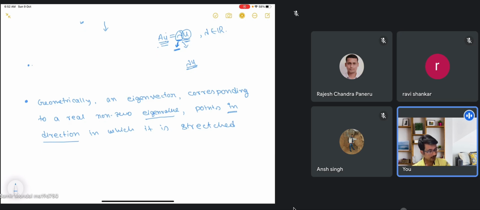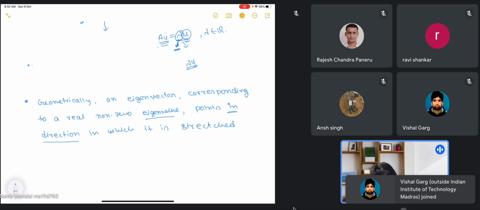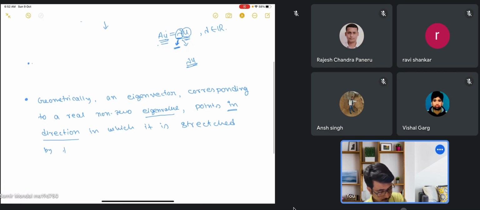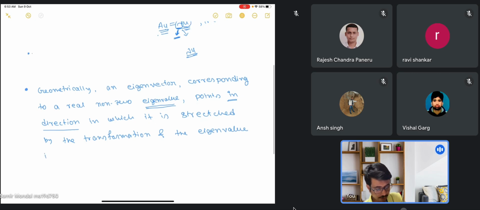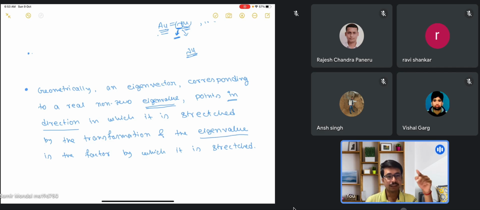So geometrically, an eigenvector corresponding to a real non-zero eigenvalue points in the direction in which it is stretched by the transformation. And what is the geometrical meaning of eigenvalue? The eigenvalue is the factor by which it is stretched, which means the scaling factor is the eigenvalue, and the direction in which it is stretched is the eigenvector.